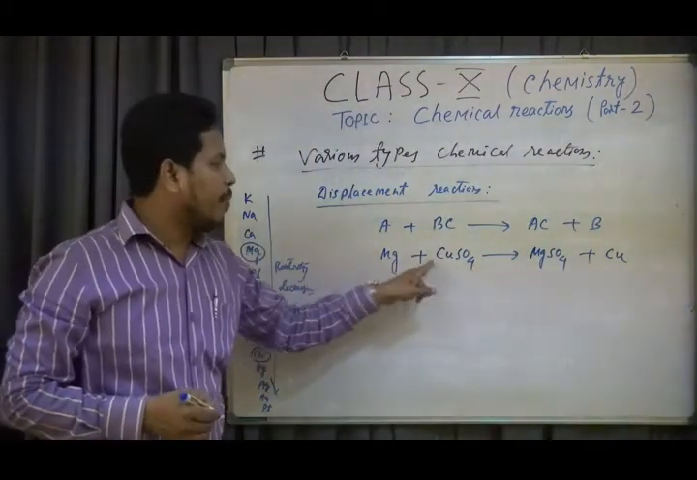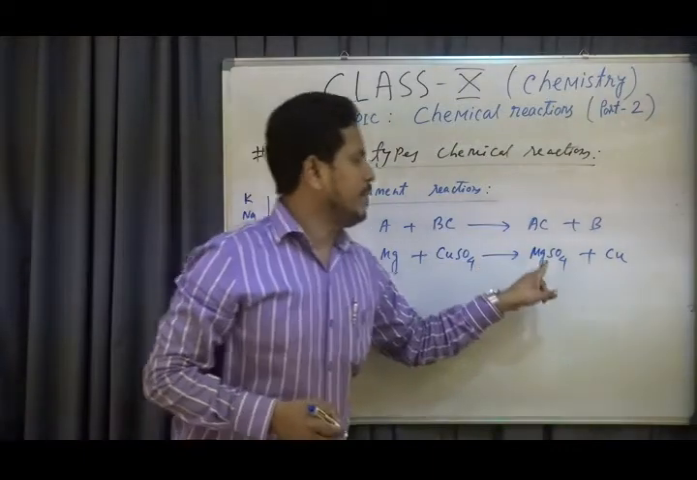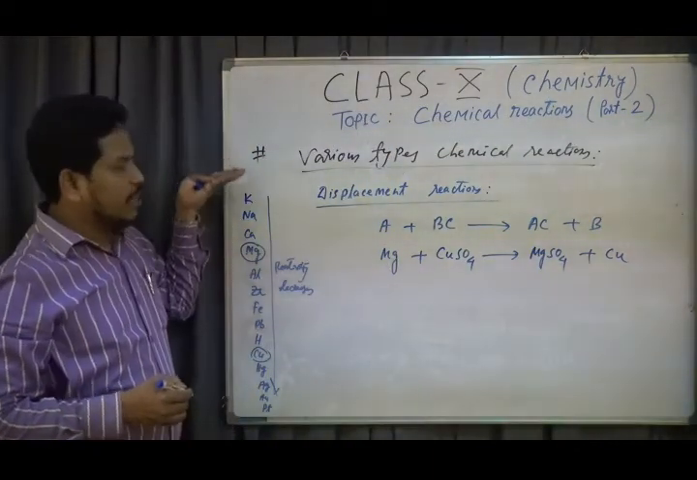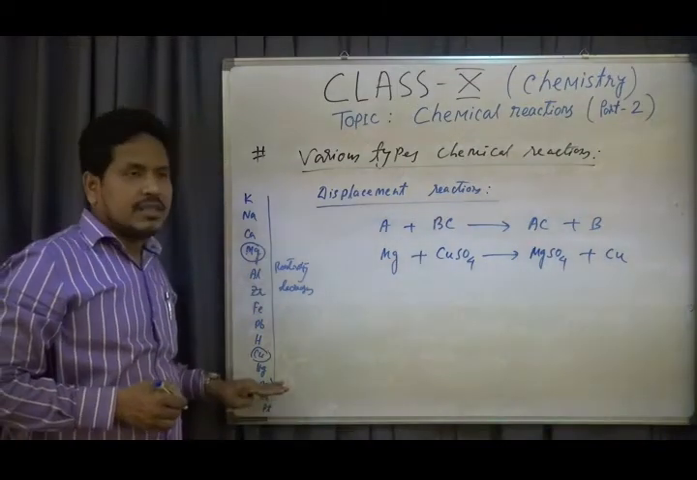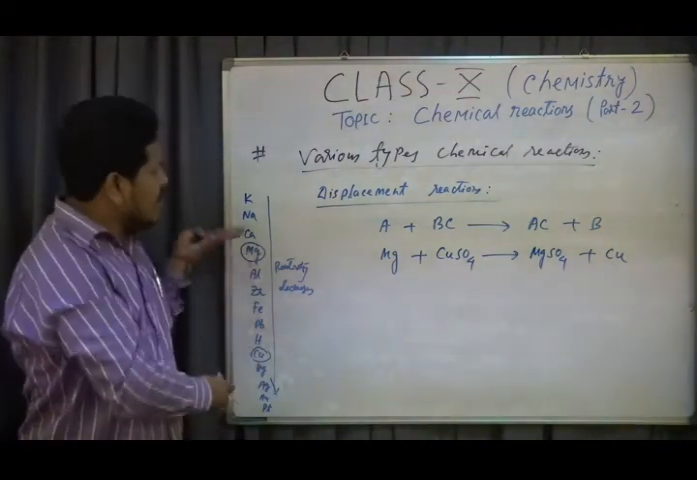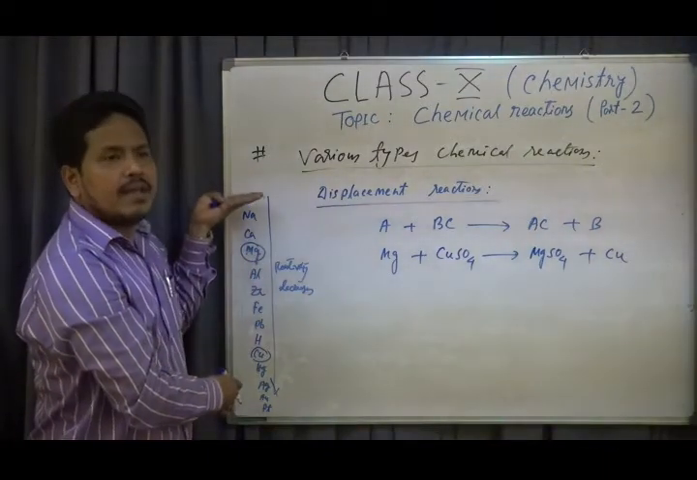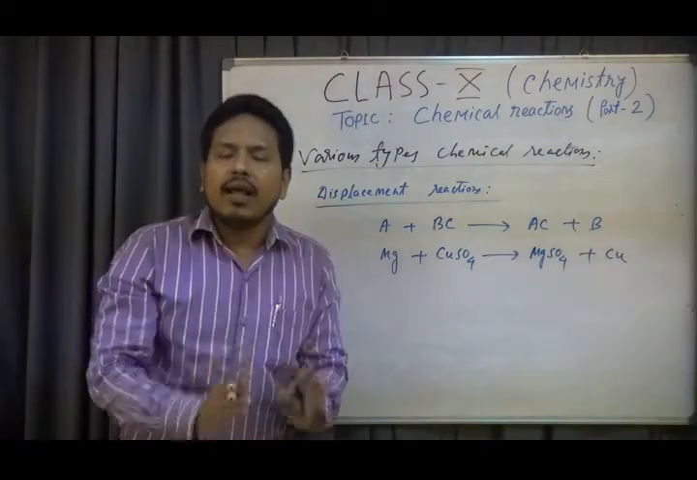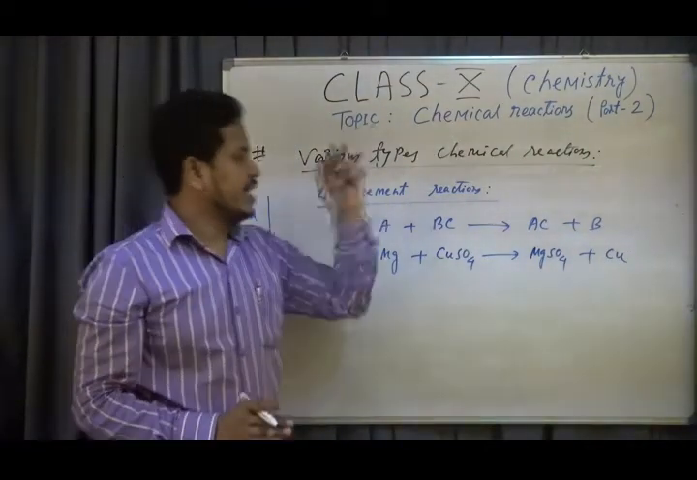Magnesium displaces copper from copper sulfate to give magnesium sulfate and copper, because magnesium is above in the activity series and copper is below. That is, magnesium is more reactive than copper. So in this series, any element at the top can displace any element at the bottom from its compound. This is the general information for displacement reaction, my dear students.